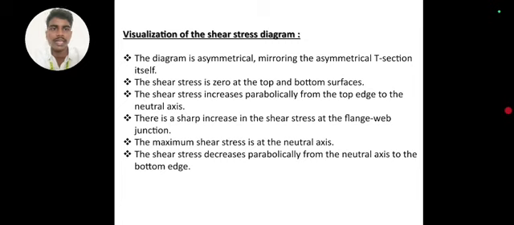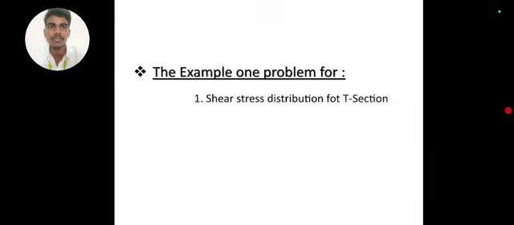Fifth, the maximum shear stress is at the neutral axis. Finally, the shear stress decreases parabolically from the neutral axis to the bottom edge. This is the main visualization of shear stress diagrams.